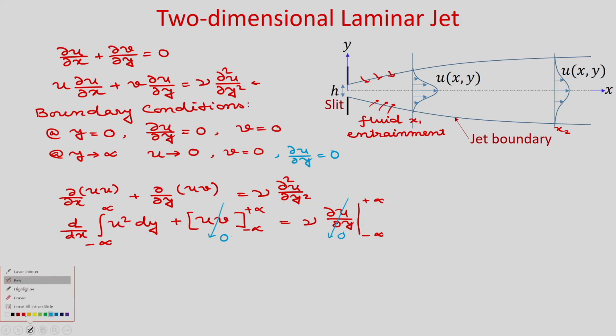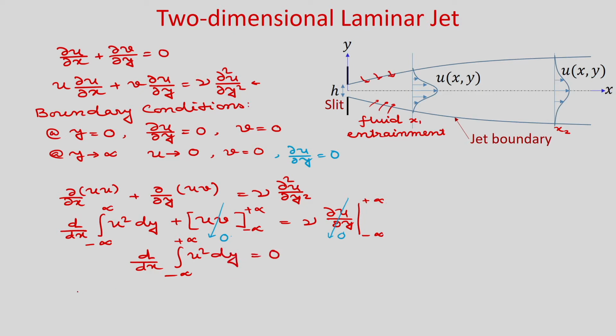So, from here you can see that we can write d of dx of the integral from minus infinity to plus infinity of u square dy is equal to 0. So, if you integrate it, you can see that the integral from minus infinity to plus infinity of u square dy is equal to constant. Okay. Constant.